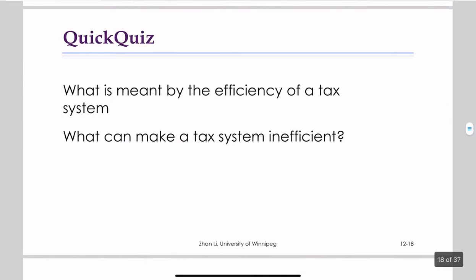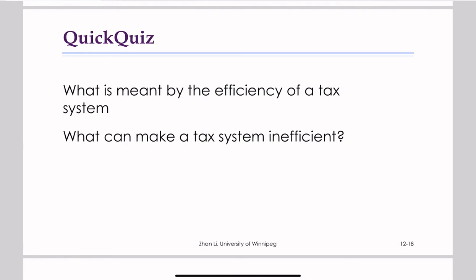Okay, let's review this section. What is meant by the efficiency of a tax system? And we said there are basically two measures. The first is the deadweight loss. And obviously we have discussed deadweight loss several times in previous chapters. So if you have any difficulty understanding what a deadweight loss is, then you could check those chapters. And then the second measure is administrative cost, right?